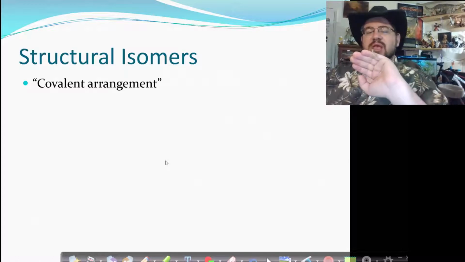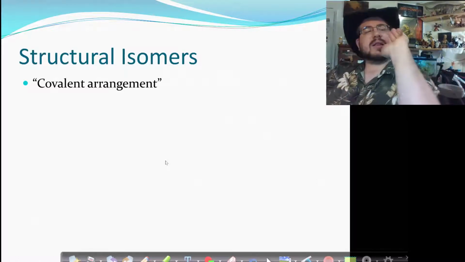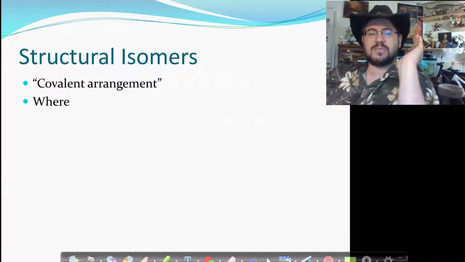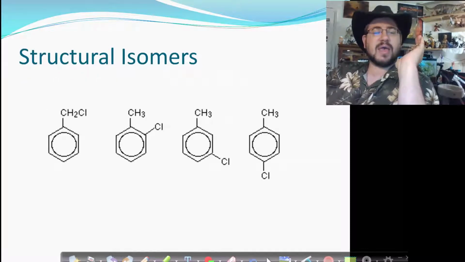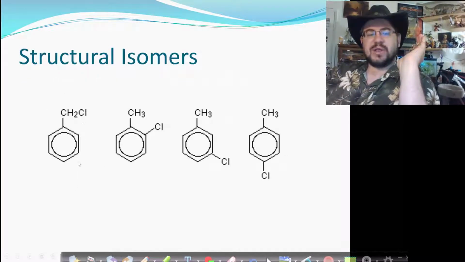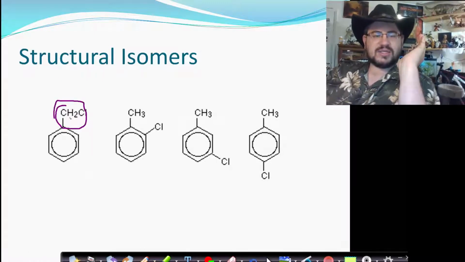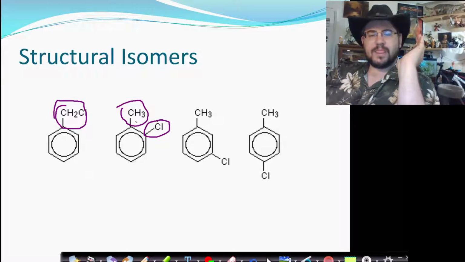What that means is, though it still has all the exact same elements, each isomer is slightly different based on where those elements show up on the compound. Here's a nice example of a benzene ring with a carbon-chlorine bond coming up off of it. So we can see pretty simply right here, we've got CH2Cl, but then if that Cl moves, changes its covalent arrangement, now we have a CH3 and a Cl, and we're still identical elements, right?